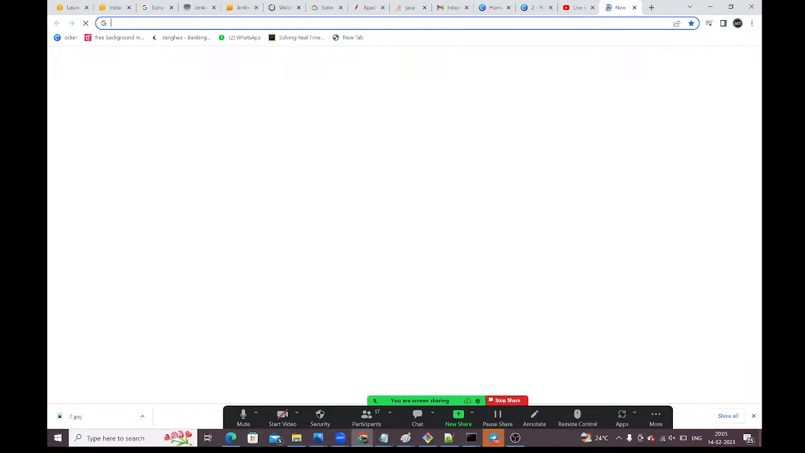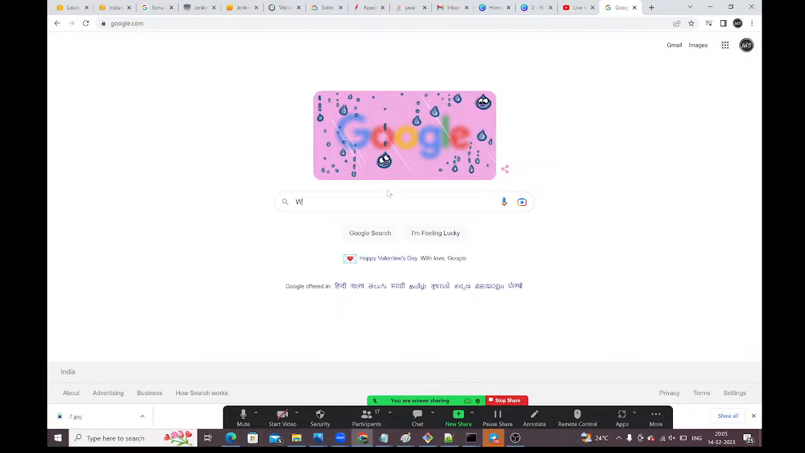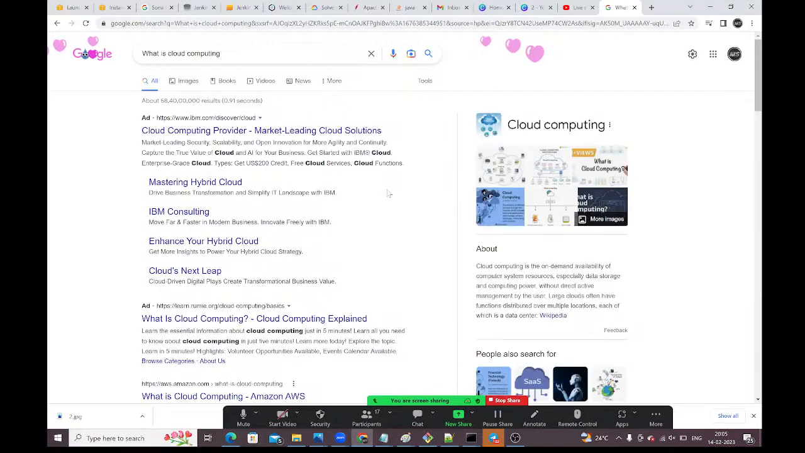Let me take here, guys. See, what is cloud computing? Read it, guys, what they have given. Cloud computing is the on-demand availability of computer system resources, especially data storage and computing power, without direct active management by the user. Large clouds often have functions distributed over multiple locations, each of which is a data center. What is a data center? All those things we will discuss, guys.